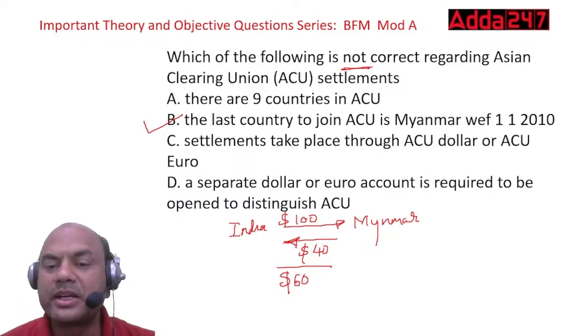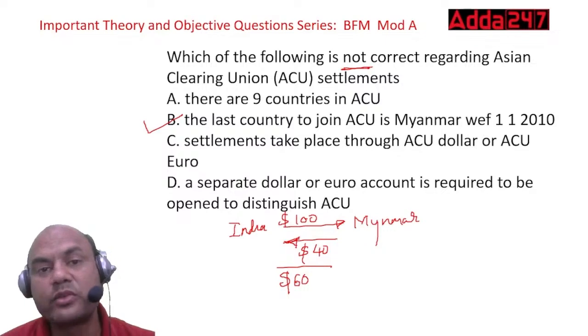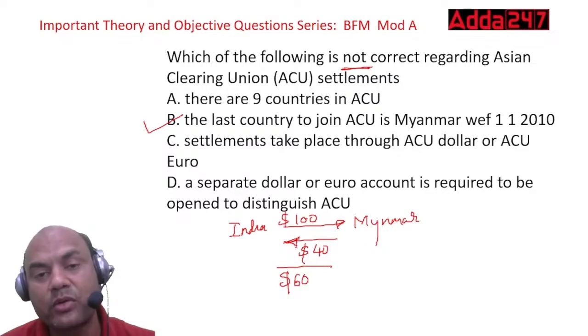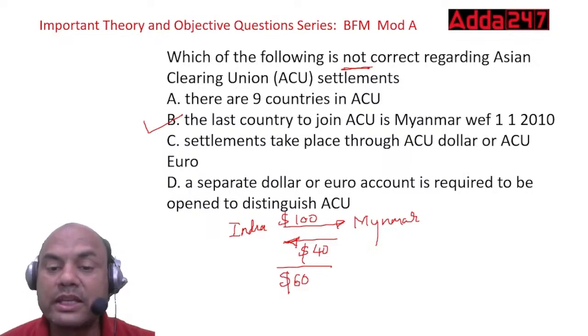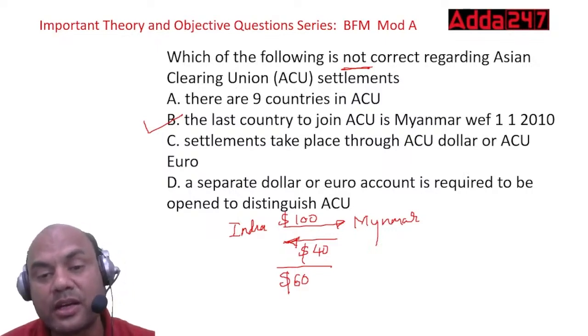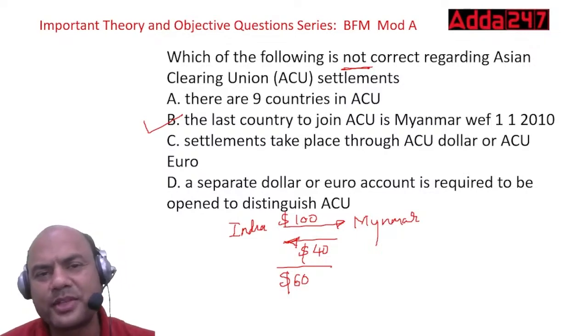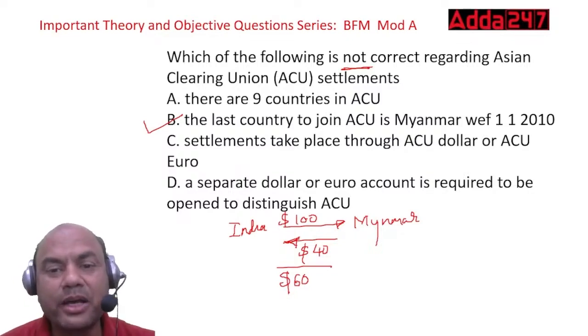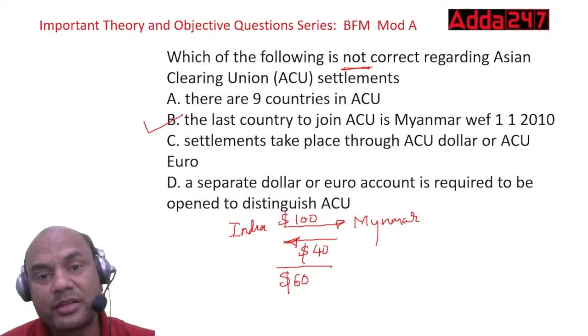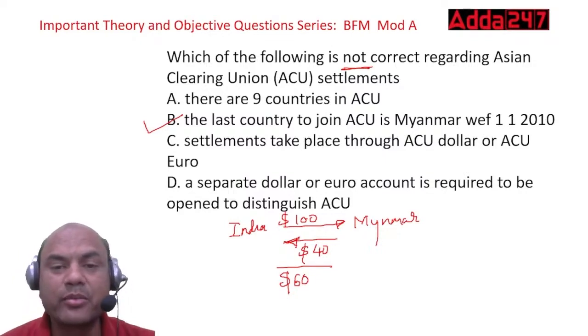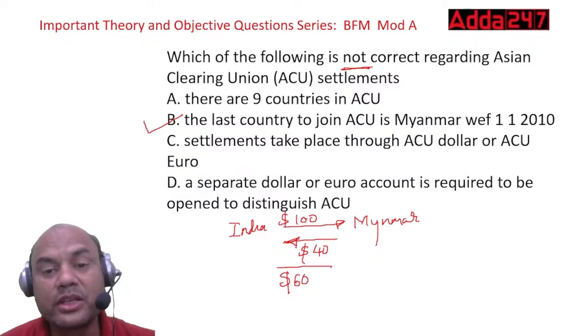Settlement takes place through ACU dollar or ACU euro. Both of them are there. A separate dollar or euro account is to be maintained. So we need to have a separate ACU dollar account or ACU euro account with the banks which we deal with in these 9 countries. I can tell you some names: India, Pakistan, Burma, Myanmar, Nepal, Iran, and there might be 3 more. So all these 9 countries together form the ACU.